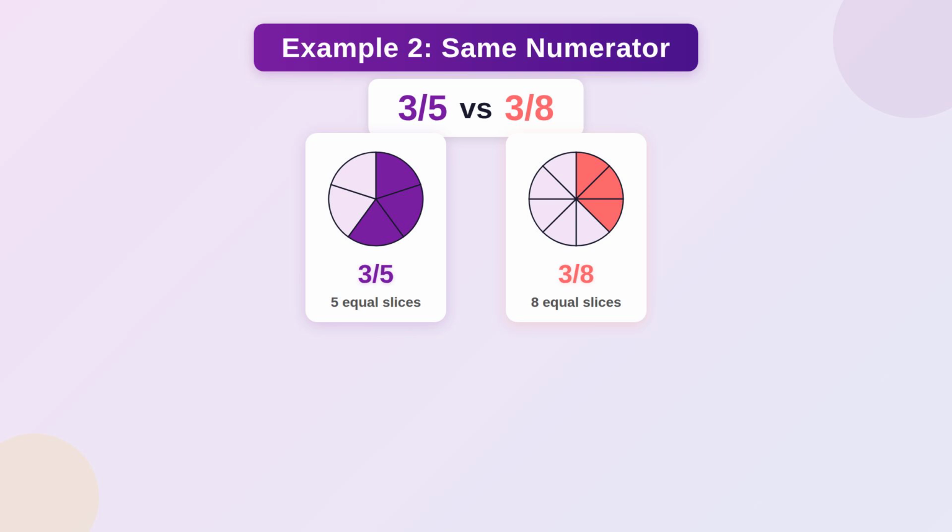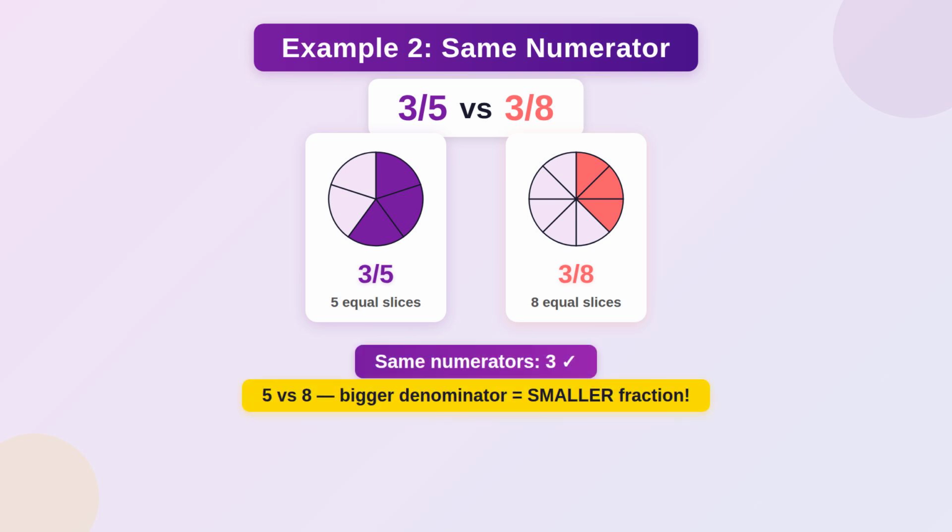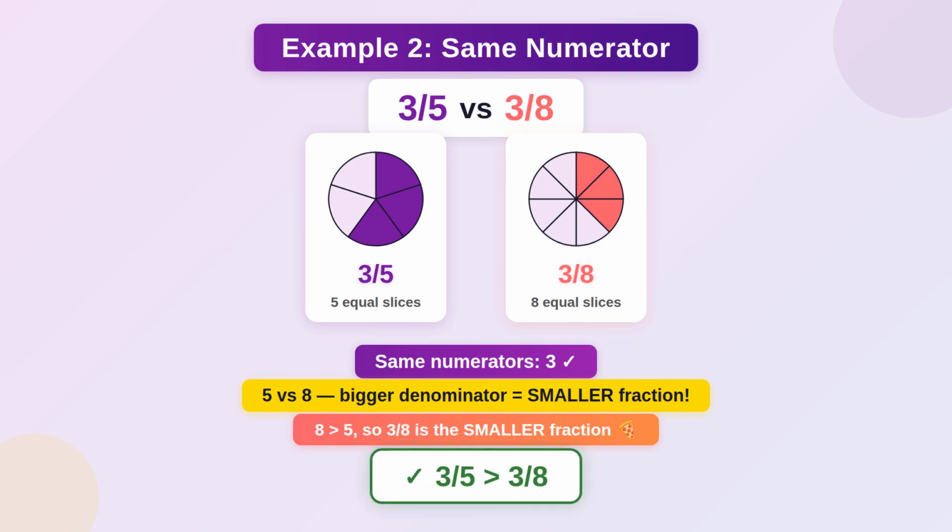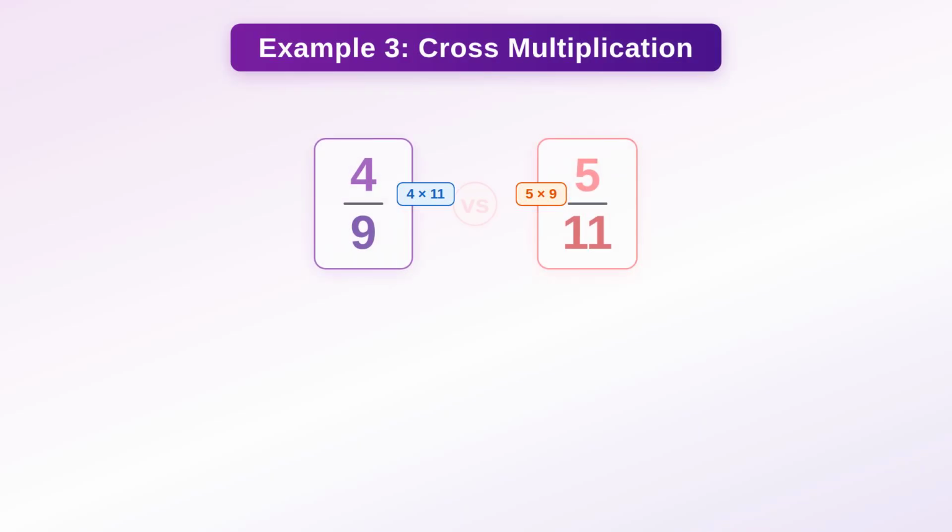Example 2. Same numerator strategy. Let's compare 3/5 and 3/8. Check the numerators first. Both are 3. Same numerators. So now we look at the denominators, 5 and 8. Remember the rule. Bigger denominator means smaller fraction. 8 is bigger than 5, so 3/8 is the smaller one. That means 3/5 is greater than 3/8. Picture it. 3 pieces of a pizza cut into 5 slices versus 3 pieces of a pizza cut into 8 slices. The fifths are way bigger pieces.